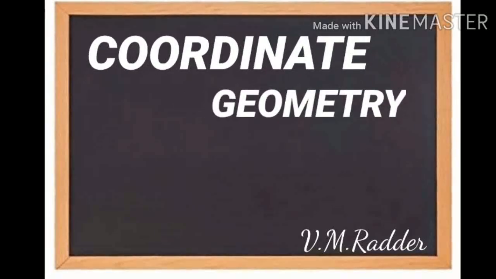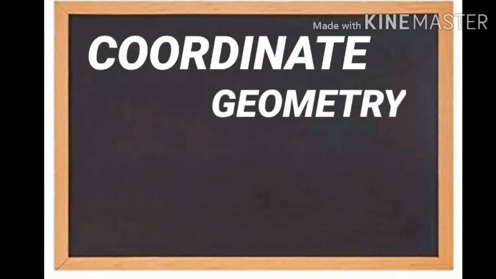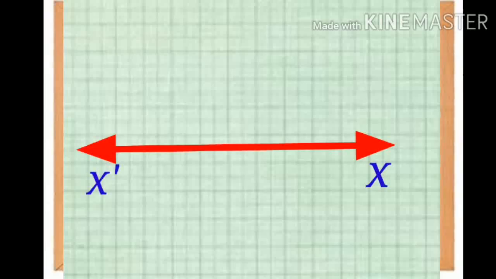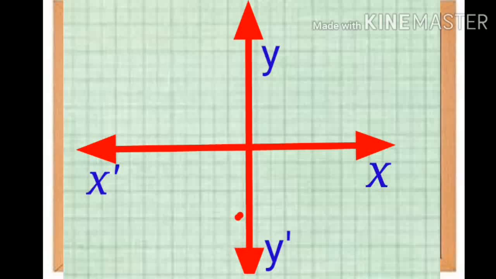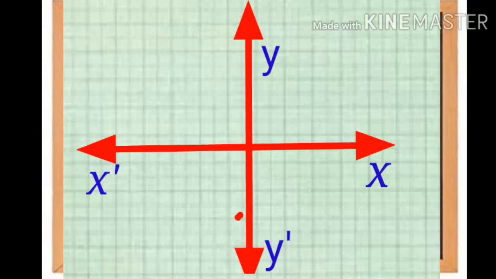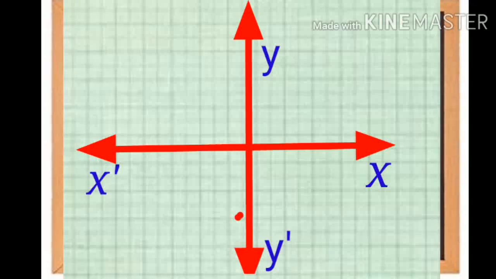In ninth class we learnt about coordinate geometry. In that, the horizontal line is called the x-axis, the vertical line is called the y-axis, and the x-axis and y-axis intersect at a point O. O is called the origin.